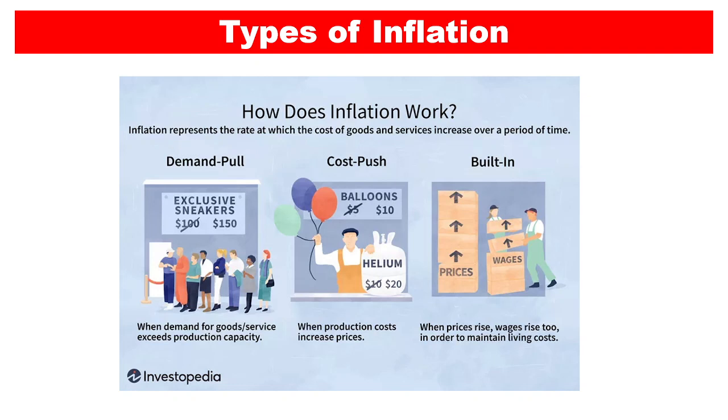Now let's talk about the types of inflation. The first one we have mentioned is the demand pull inflation, right? When the demand for goods and services exceeds the production capacity, that is called demand pull inflation. Whenever people have a lot of money but the products are not that many, or the production capacity is limited, that is called demand pull inflation.